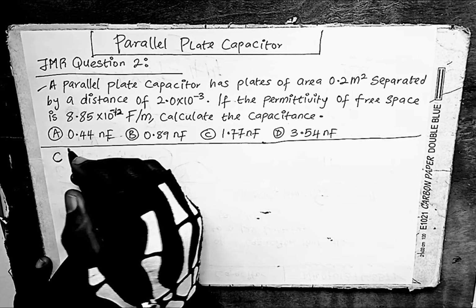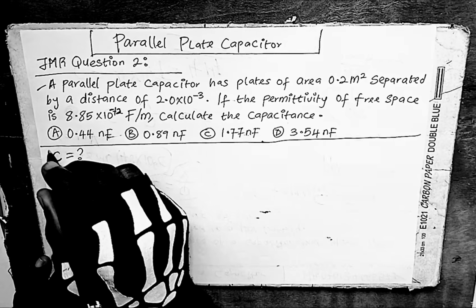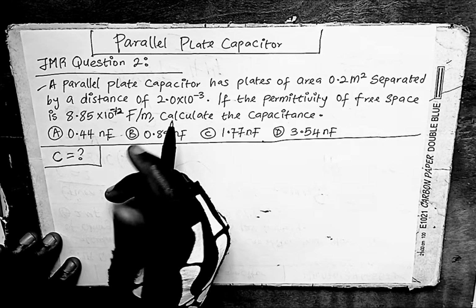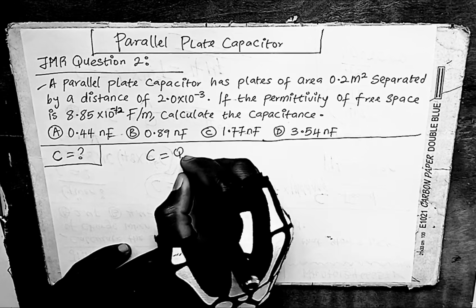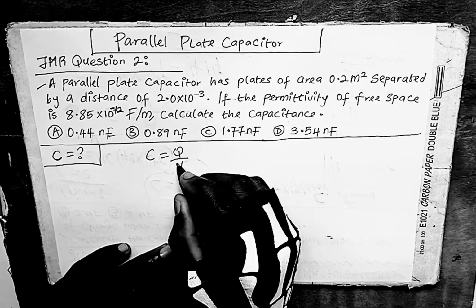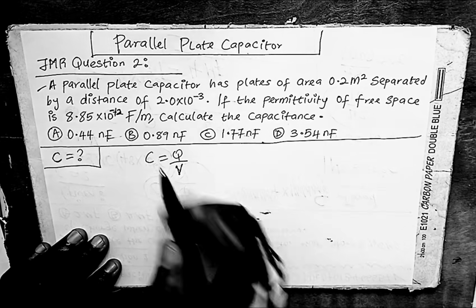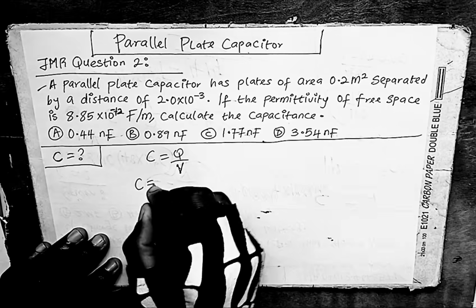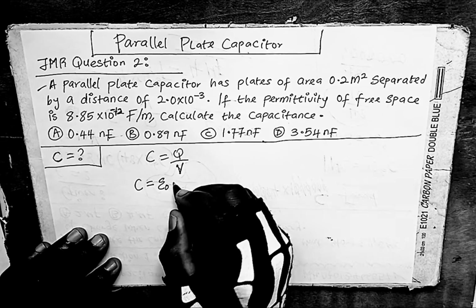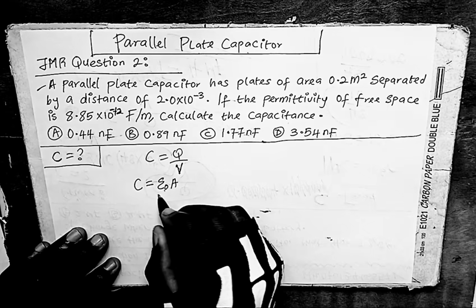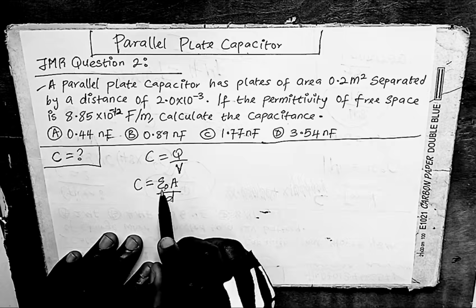Capacitance. We are trying to calculate capacitance in a parallel plate capacitor. Capacitance equal to question mark. This is what we are looking for. What is the formula for the capacitance of a capacitor? C is equal to Q over V. Then what is the formula for the capacitance of a parallel plate capacitor? It has its own formula. C is equal to epsilon naught A over D, where D is the distance and A is the area. This one is epsilon naught.